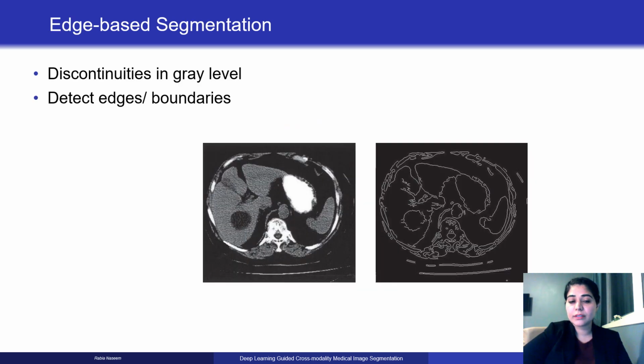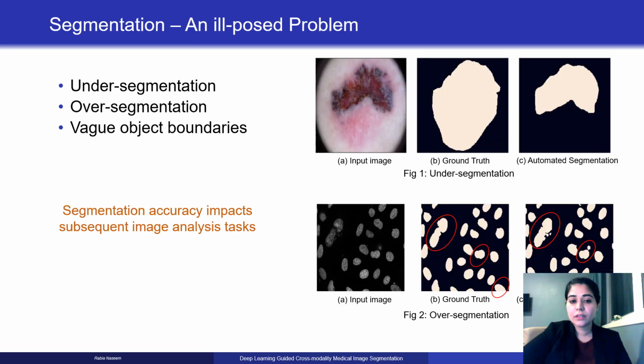Edge-based segmentation is another kind of segmentation which depends on discontinuities in the gray levels in the image. It detects edges and boundaries in the image and generally does not result in very good results. Although several segmentation approaches have been proposed, segmentation is still considered an ill-posed problem. The most common issues faced by segmentation algorithms are under-segmentation and over-segmentation.